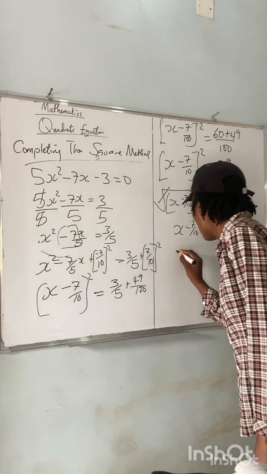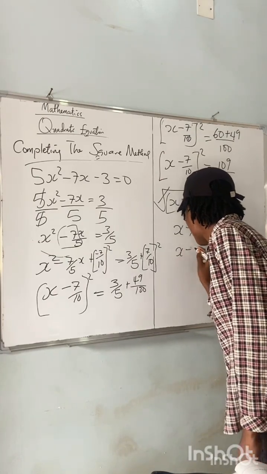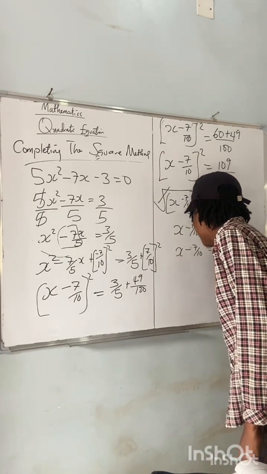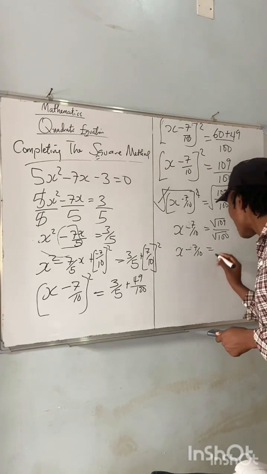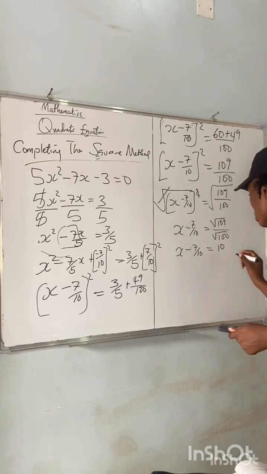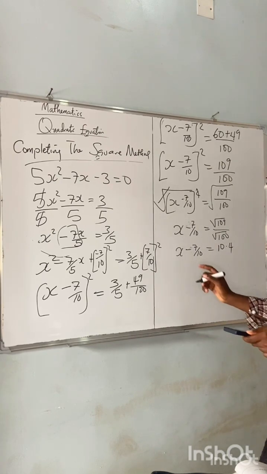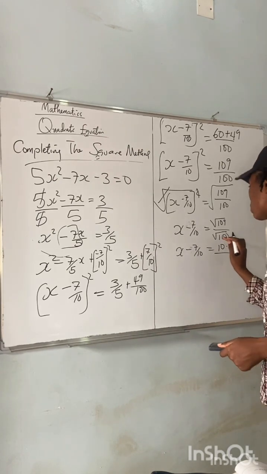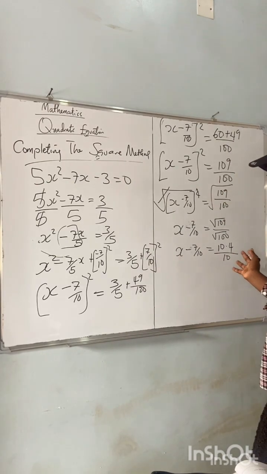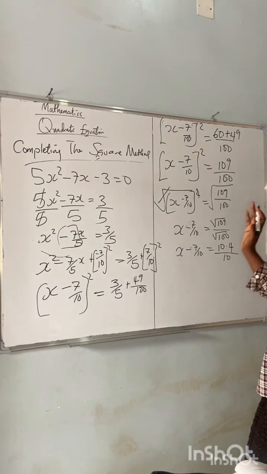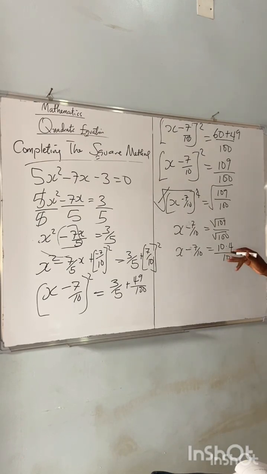Okay, now we'll still continue. So by taking square root, we'll be having the square root of 109 to be 10.44. Yes, or we can use one decimal place, 10.4, okay, over the square root of 100, which is 10. Alright, so we have been able to get our square root. We are still leaving it in fractional form, okay?